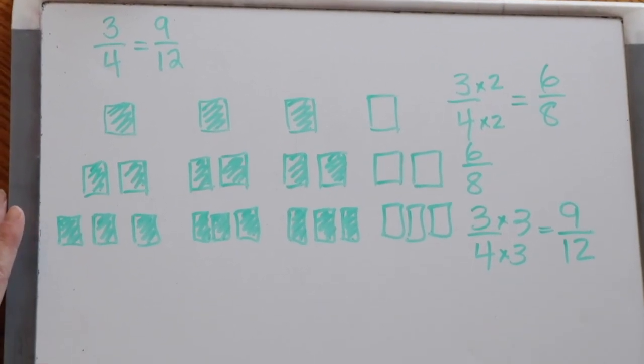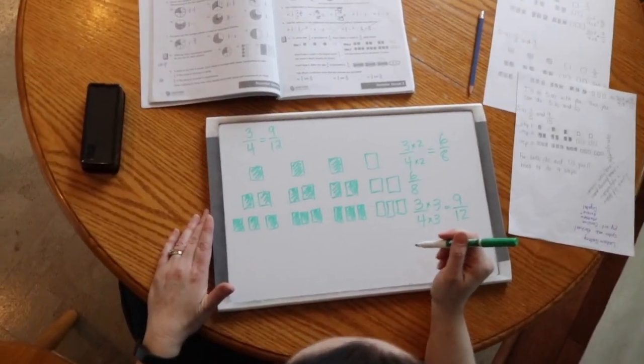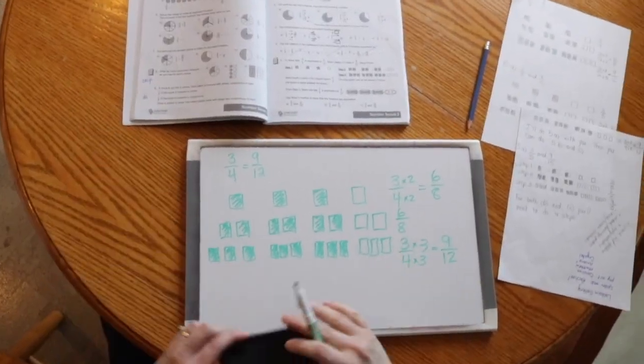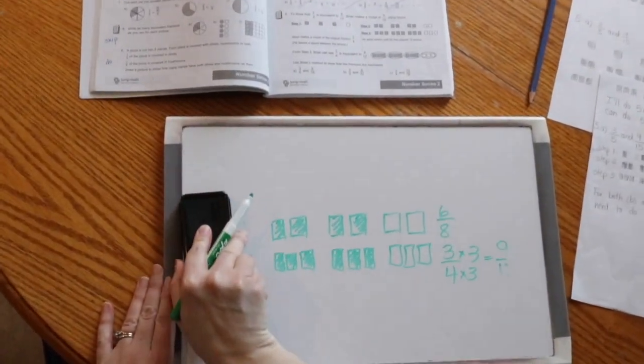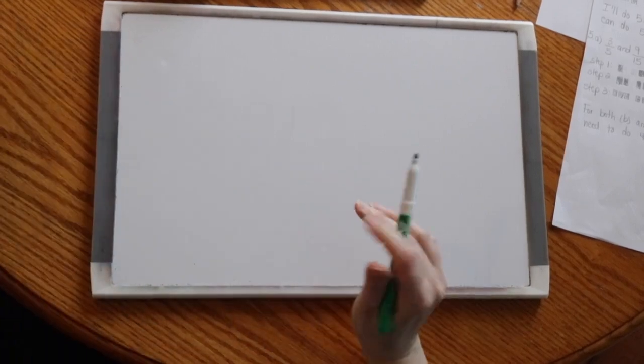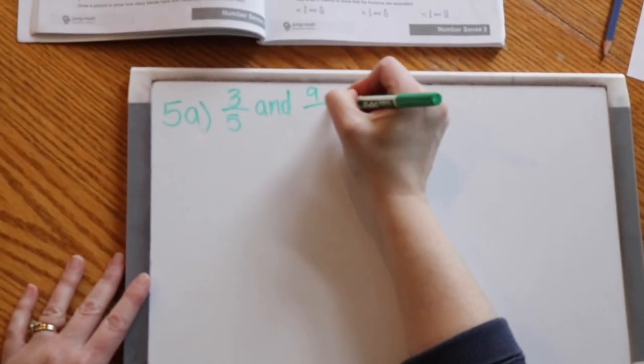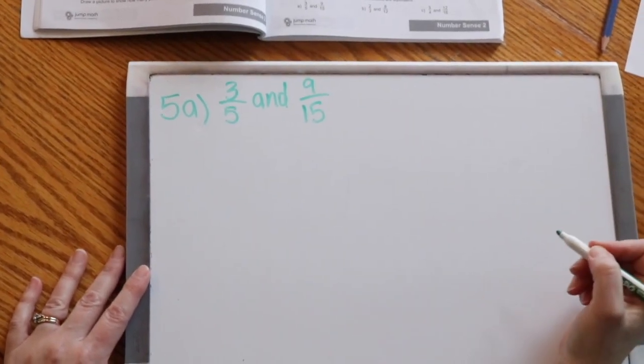Okay, so I'm going to do question 5A with you, and then you guys will have to do 5B and 5C on your own. So if you've got a piece of paper or your math notebook, then we can do 5A together. All right, so in 5A, they want us to prove that 3/5 and 9/15 are equivalent.